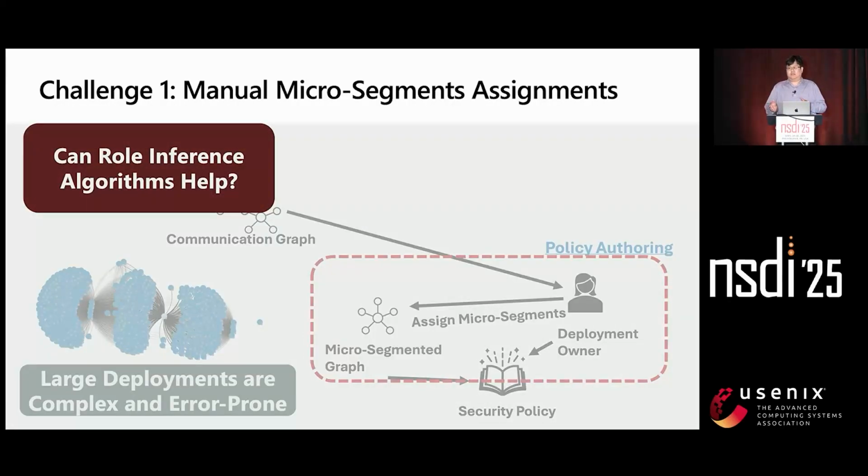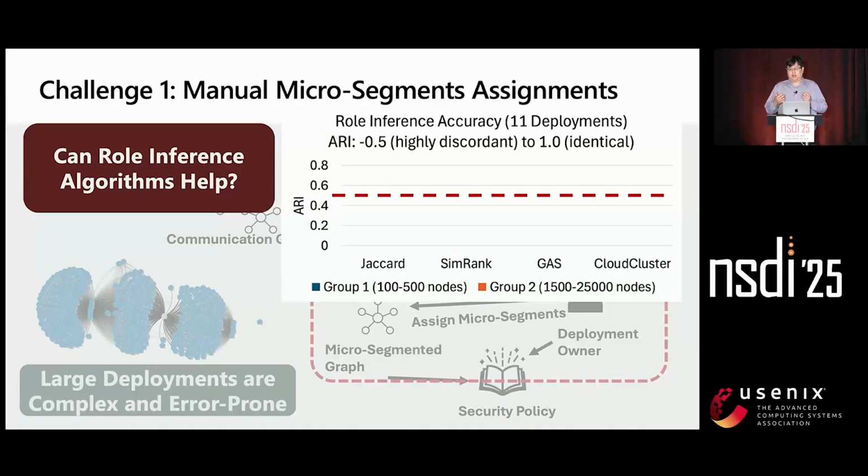The alternative approach is the role inference algorithms in the graph mining literature. We evaluated them on 11 real deployments. Here we use a metric called ARI, a very widely used metric for evaluating the quality of clustering compared to the ground truth. We find they perform quite poorly at large scale, and as the scale gets larger, they get much worse.